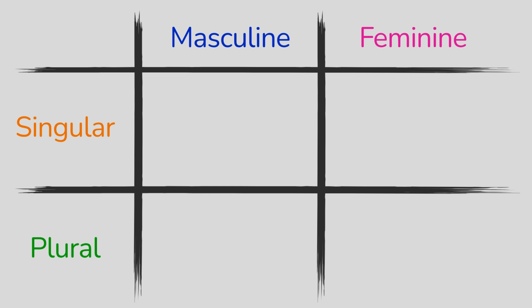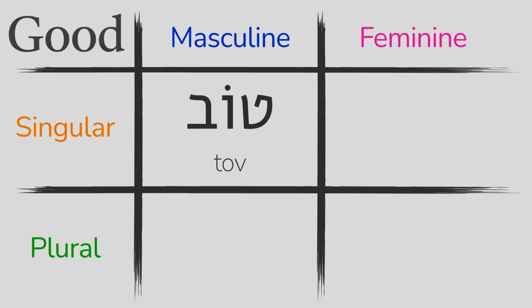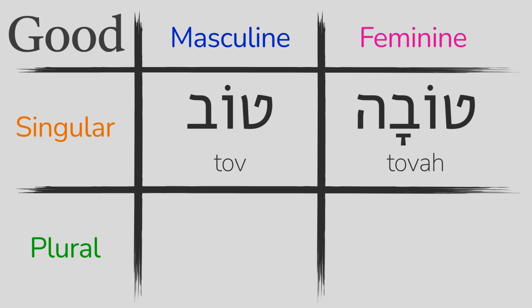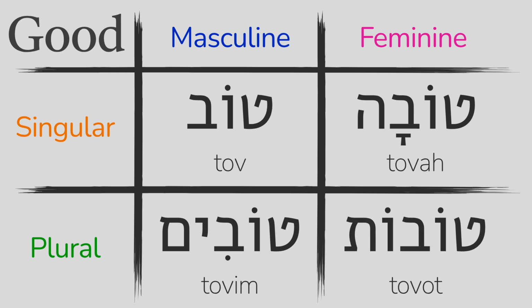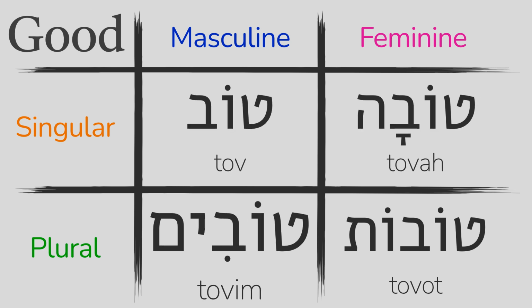And now you try. Let's take the adjective tov, good, and make the 4 different forms. Pause the video if you need to. Alright, tov is the default masculine singular form, and we can add an "a" ending to get tova, the feminine singular form, an "im" ending to get tovim, the masculine plural form, and an "ot" ending to get tovot, the feminine plural form. Tov, tova, tovim, tovot.